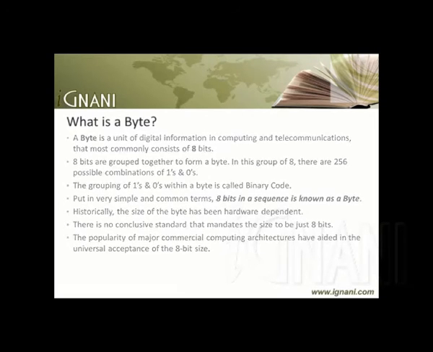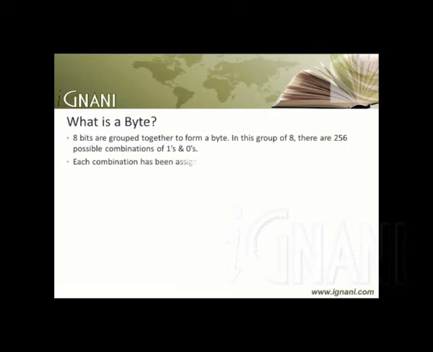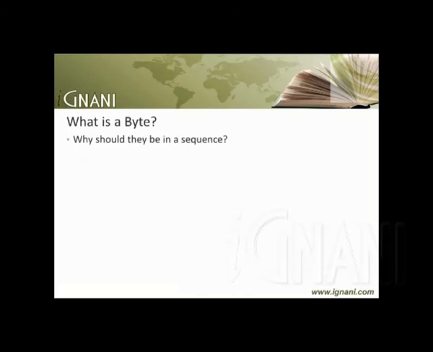There can be a total of 256 combinations from these 8 bits, and each of these combinations can be assigned to a variety of different symbols, letters or instructions. ASCII is one of the standards for character encoding schema. ASCII stands for American Standard Code for Information Interchange. Why should they be in a sequence?